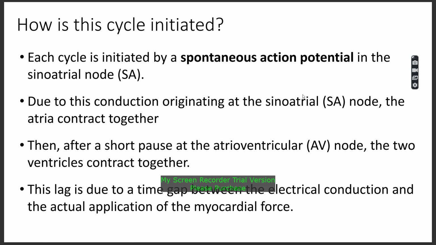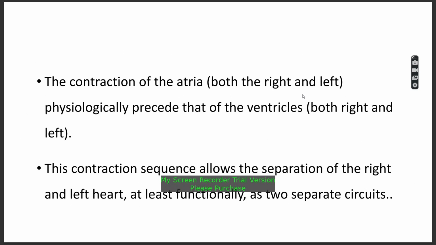Then after a short pause at the atrioventricular node, the two ventricles contract together. This lag is due to a time gap between the electrical conduction and the actual application of the myocardial force. The contraction of the atria, both left and right, physiologically precedes that of the ventricles, both right and left. So first, what happens is the contraction of the atria. Only after that does contraction of the ventricles take place, right?